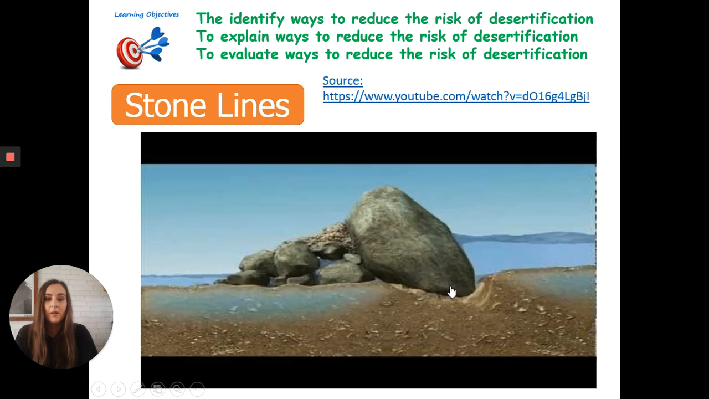Okay, second method is stone line. So again, if you get a pen and paper ready and jot down some notes about how stone line works, hopefully this video will work. I'm sorry for the delay in getting them played.